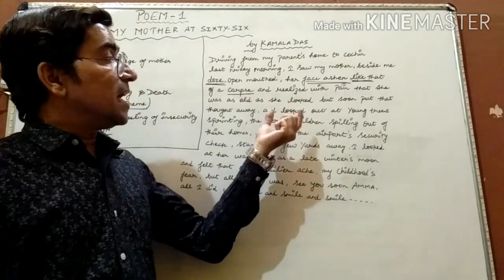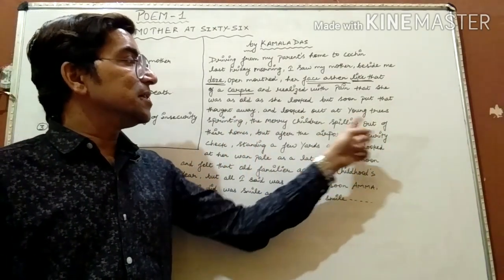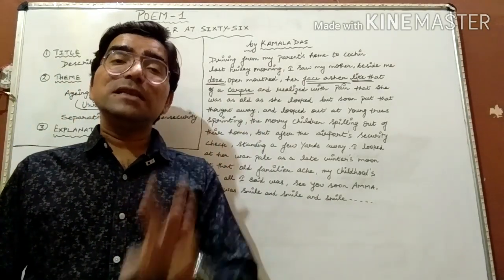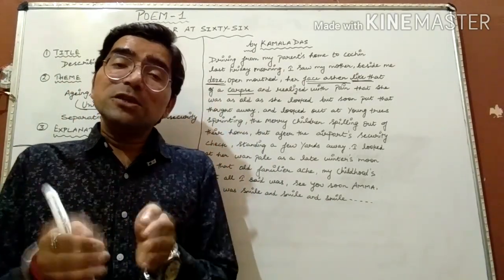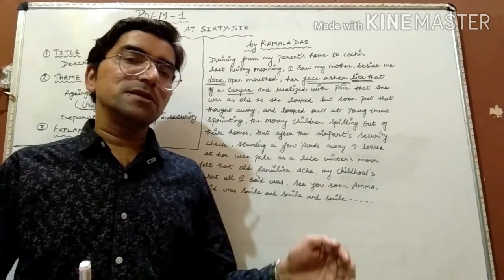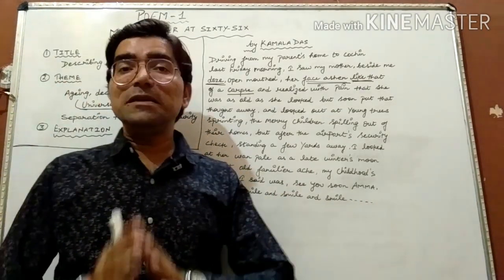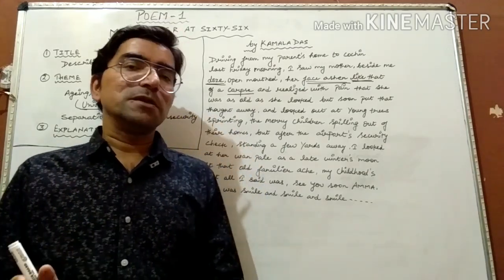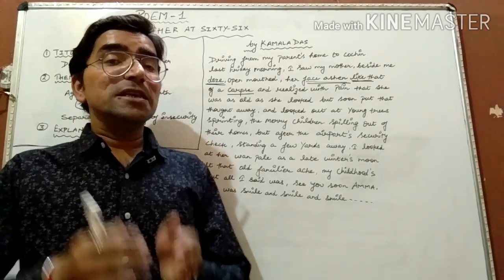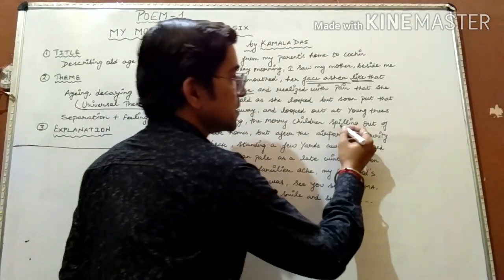"So to put that thought away, and looked out at young trees sprinting, the merry children spilling out of their home." Now there are three things noticed by the poet while she was looking outside the car. And all these three things are completely contrasting and completely opposite. The three things are spilling children. Children spilling, they are coming out of their home. Spilling is a word that means falling out.